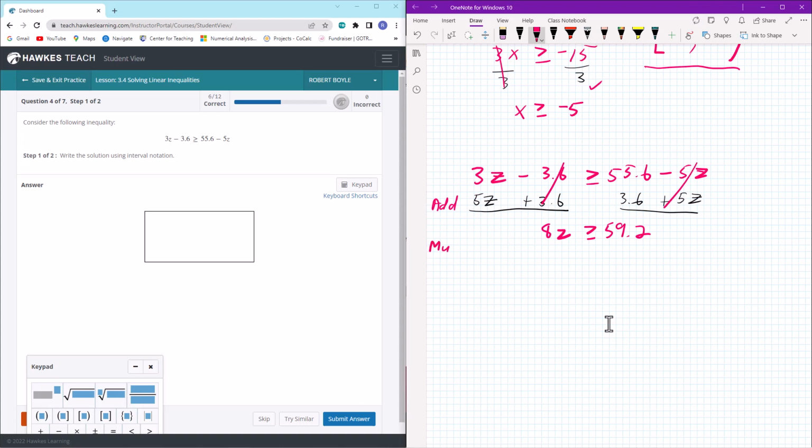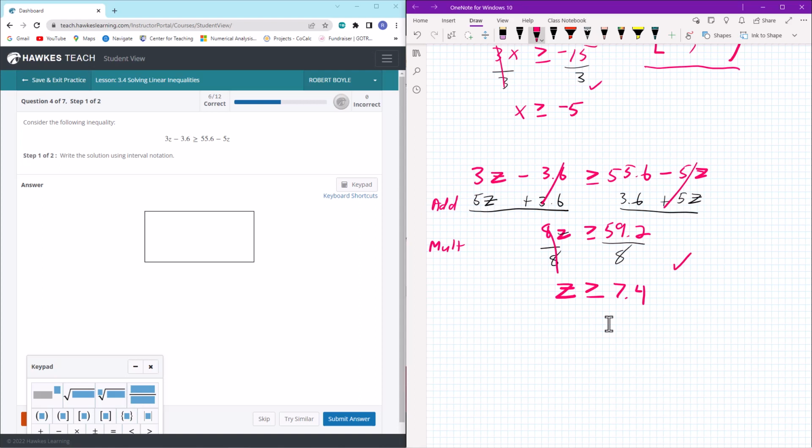Now, to get rid of the coefficient, I want to divide both sides by 8. So I'm going to be using the multiplication principle of equality. I'm going to divide this side by 8. I forgot the line by the z. And divide this side by 8. And after doing that, these will cancel. I'm left with z. That's what I'm looking for. This does not need to switch. And over here, I will have 7.4. That is my answer in algebraic notation: z is greater than or equal to 7.4.